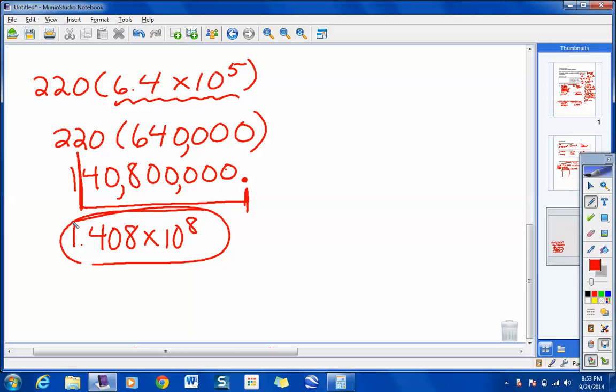So just to recap, turn everything into decimals, perform your operation, get an evaluation. Once you have that evaluation in decimal notation, simply put it back into scientific notation. All right.